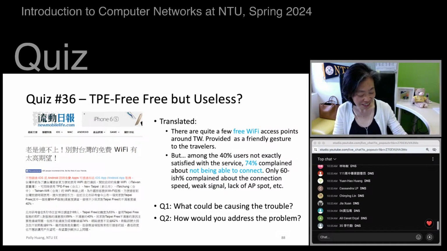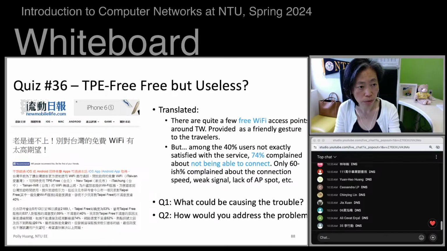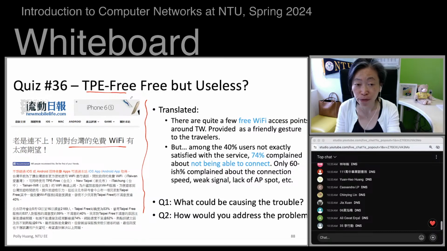Quiz 36 is an open-ended quiz, so you can probably see already. Let's go to the whiteboard mode. All right, good. This news Polly has extracted off the web actually says: don't expect much of the free Wi-Fi networks in Taiwan. Sorry, guys. I don't know if you have used the Taipei free Wi-Fi. It is free, but people complain very often that it's useless.